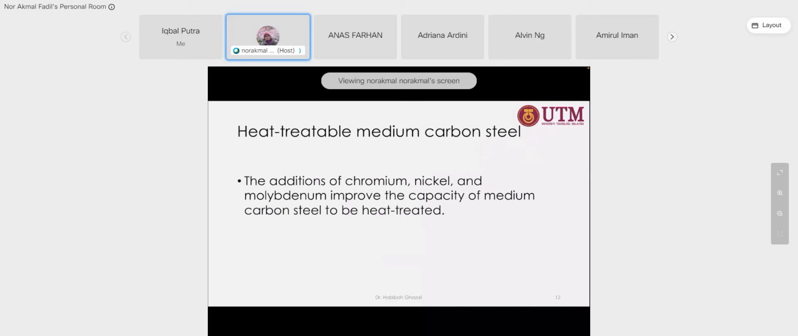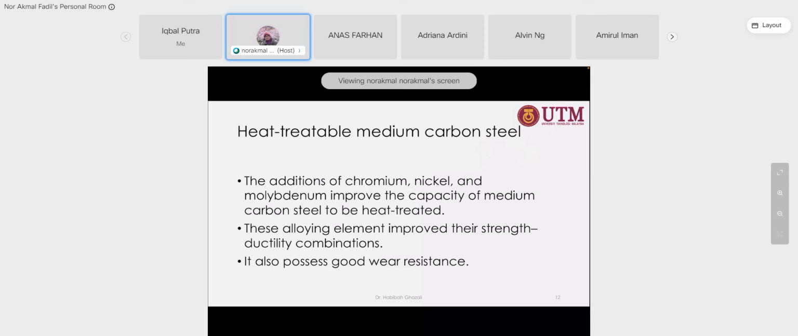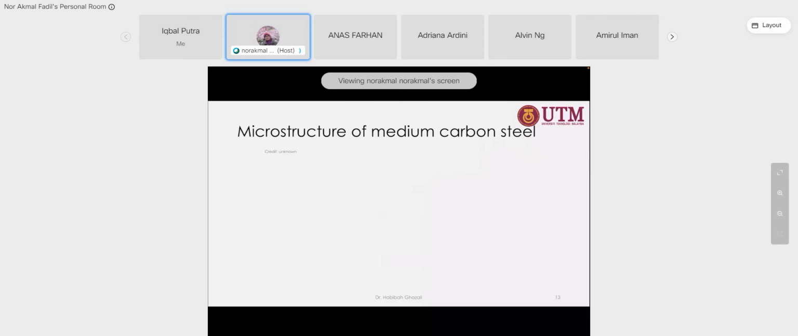So therefore, if we add some alloying elements such as chromium, nickel, and molybdenum, it can improve the capacity of medium carbon steel to be heat treated. These alloying elements improve their strength, ductility combination, and also possess good wear resistance.